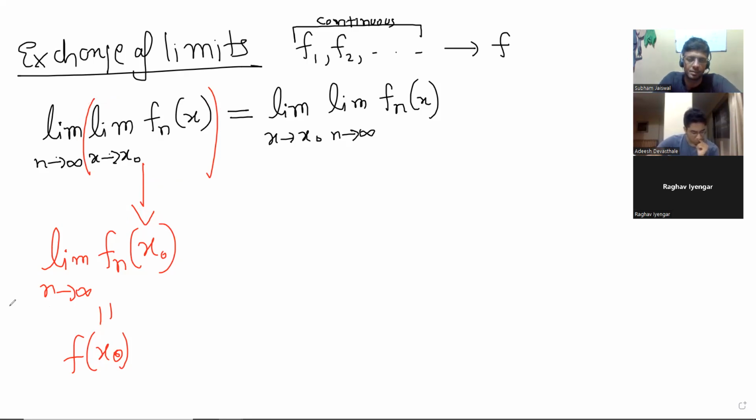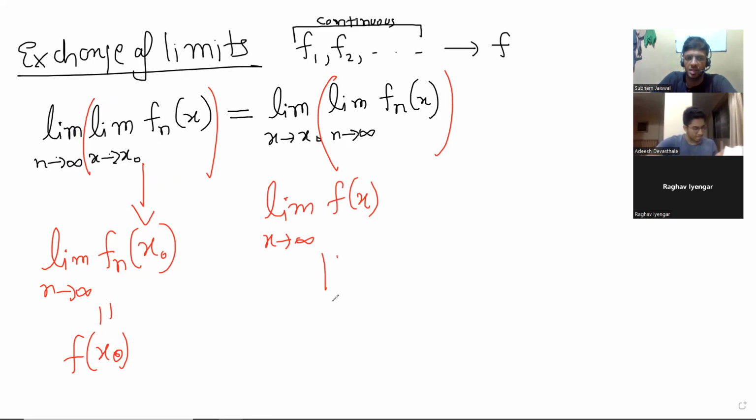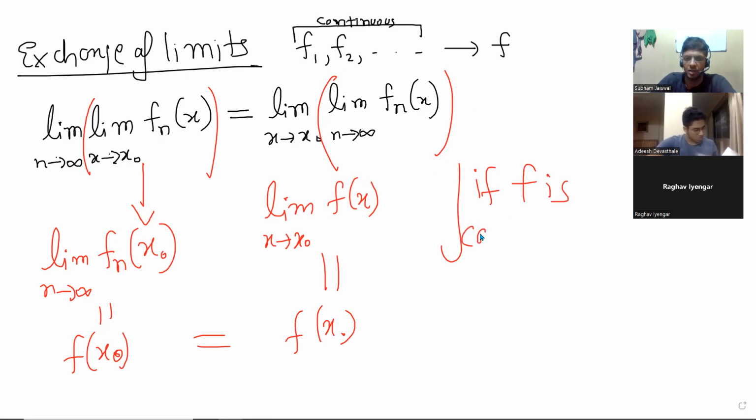The first limit will be f of x, and because f of x is continuous, this is just f of x naught. So what we have shown is that if f is continuous at x naught, then we can exchange the limits, because you can see both sides are the same. Now for homework, you can show that if you can exchange the limits, then f is continuous. It is equally easy, but you should try to do that on your own.